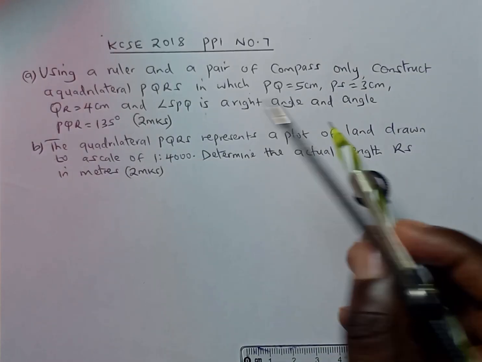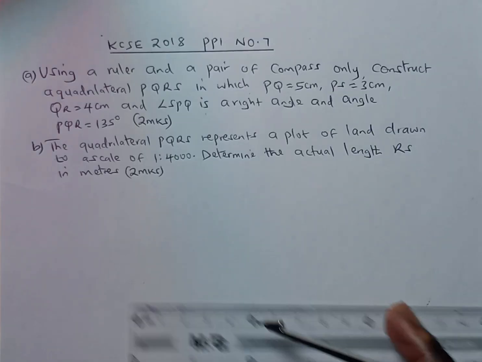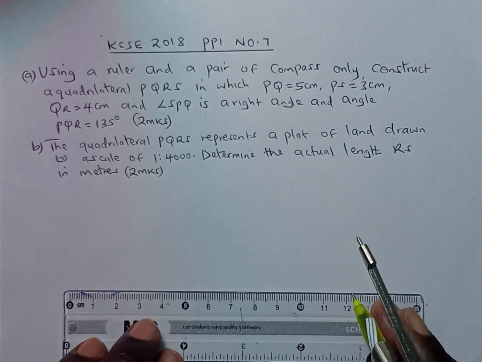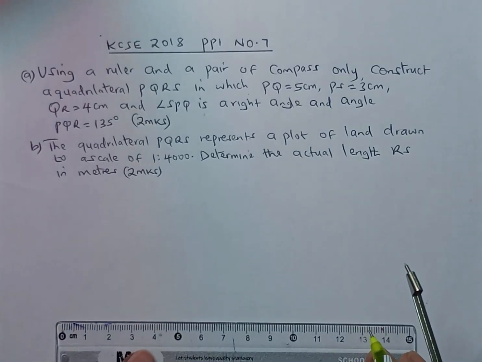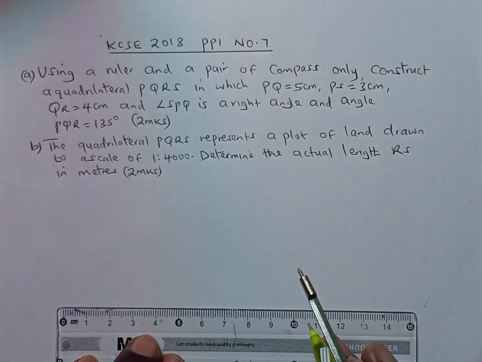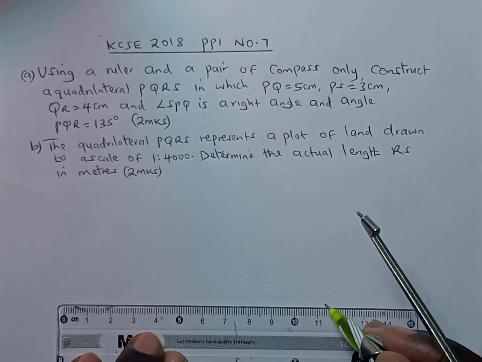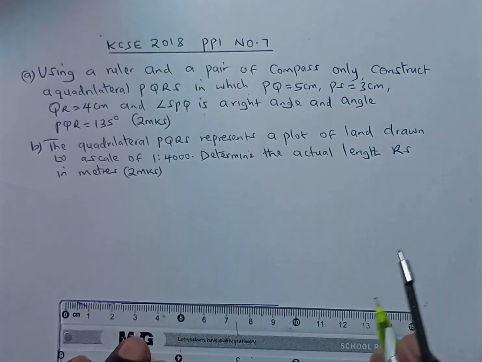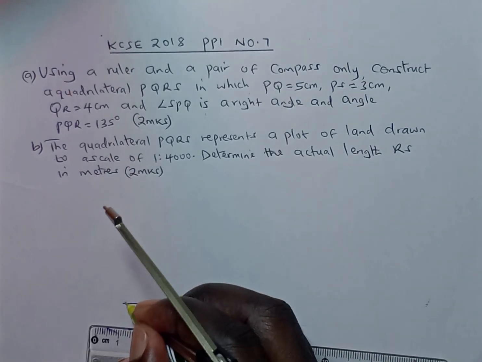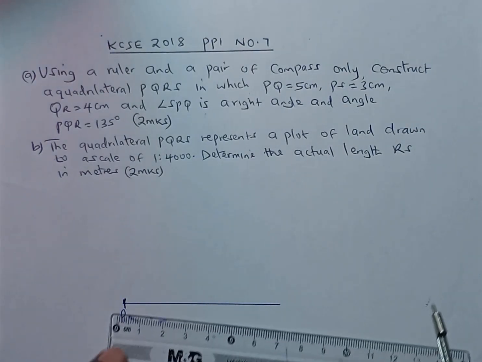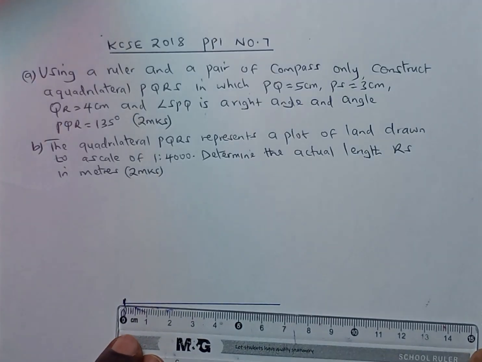So we have been told that PQ is 5 centimeters. Remember, we are using a ruler and a pair of compasses only. So I'm coming to this point here. I draw a line of any length, then come and measure 5 centimeters. This is a point P. So PQ is going to be 5 centimeters.